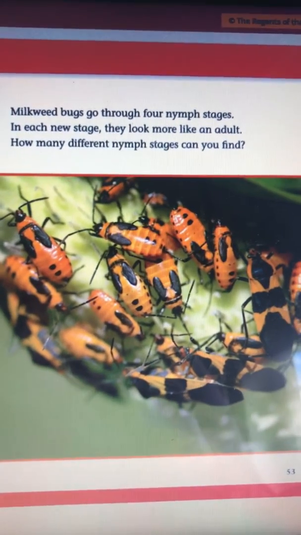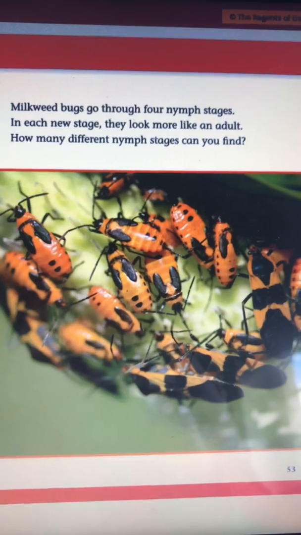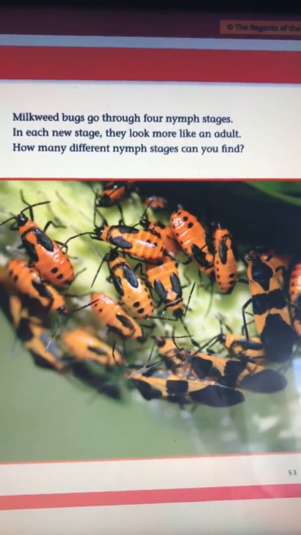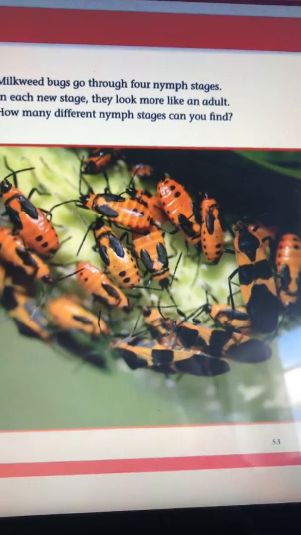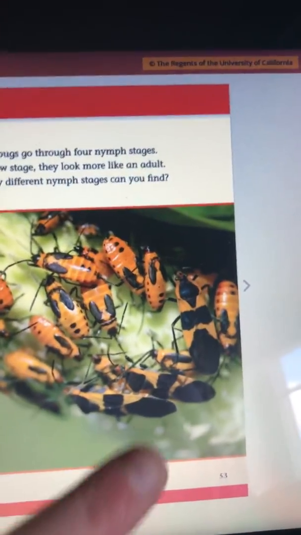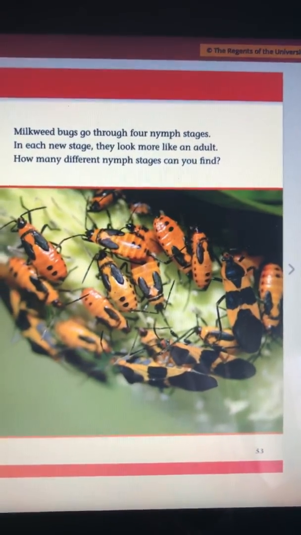Milkweed bugs go through 4 nymph stages. In each new stage, they look more like an adult. How many different nymph stages can you find? This one looks like it's the biggest one.